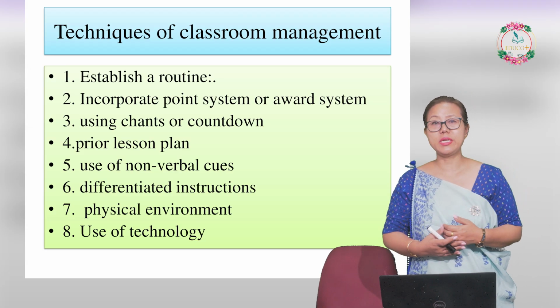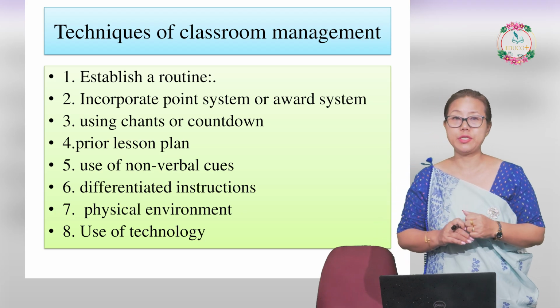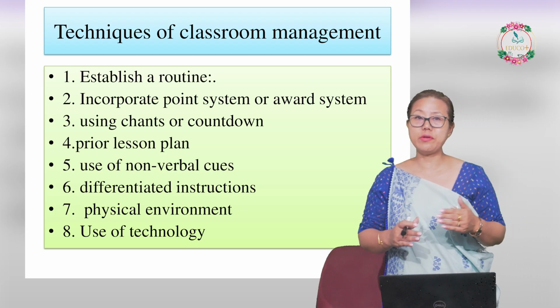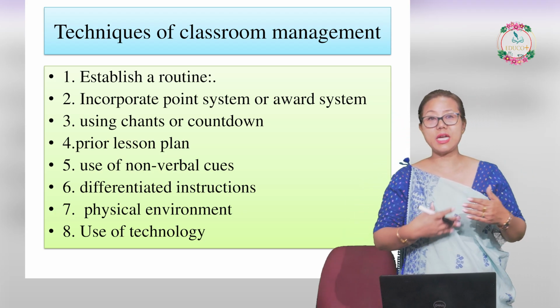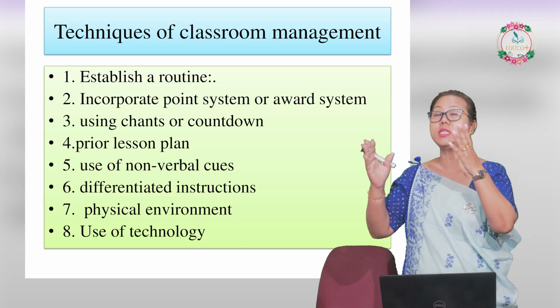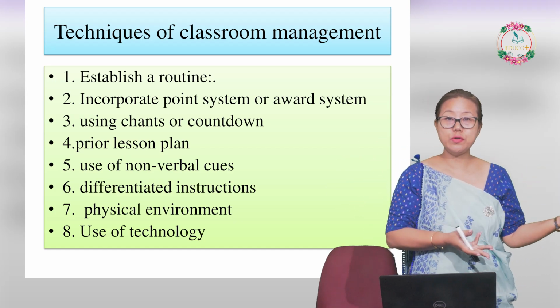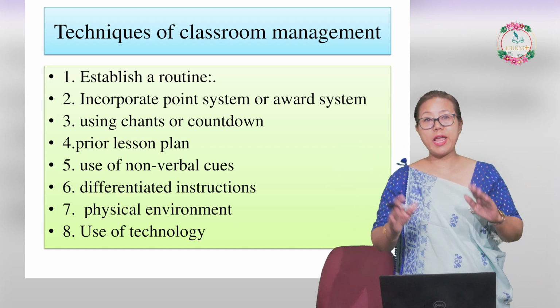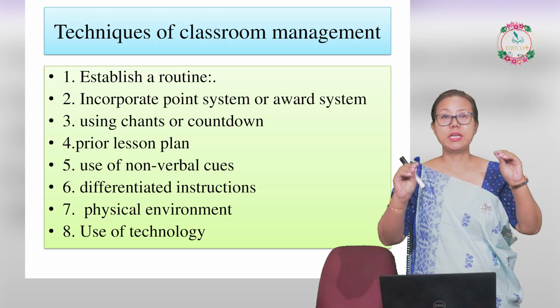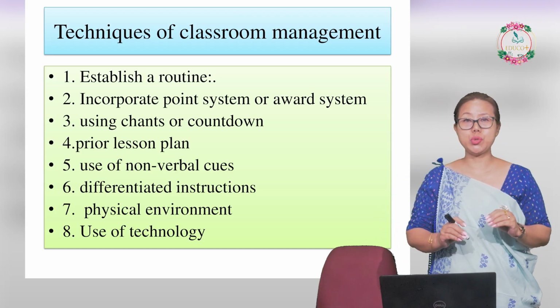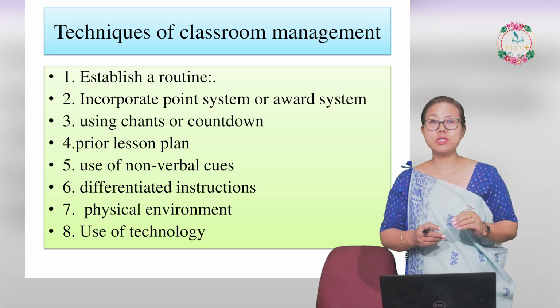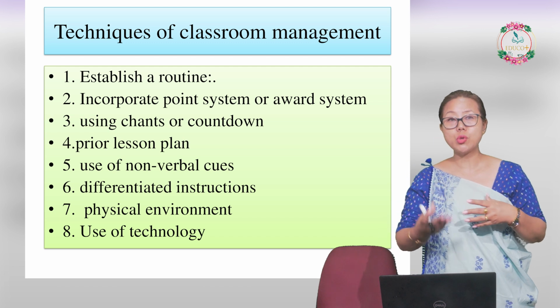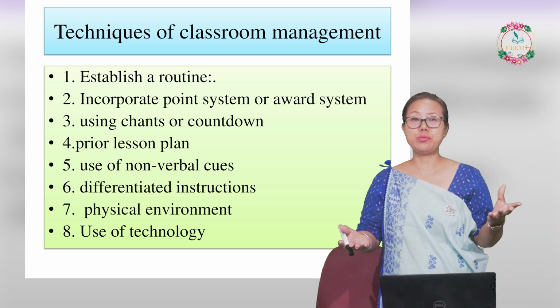The next one is physical environment. Physical environment, like the building, the size of the classroom, color of the classroom, arrangement of chairs, tables, blackboards, and lighting, has a direct impact on students. So engagement and their outcomes depend on the physical arrangement.